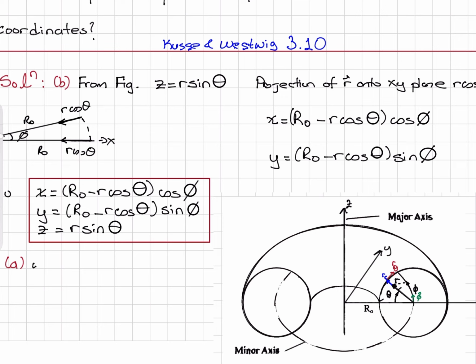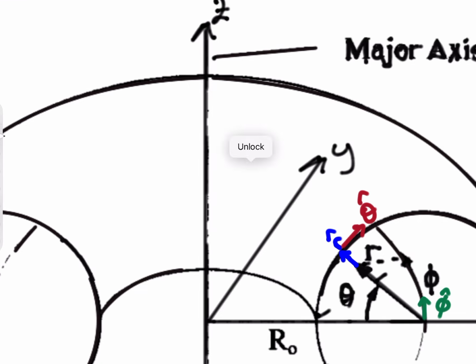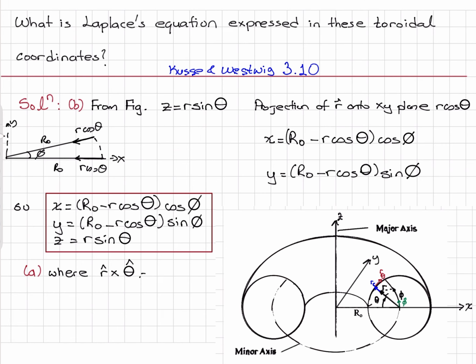So if I consider r hat cross product with theta hat, using the right hand rule, the four fingers of my right hand point along r hat, curl them towards theta hat, and the thumb points in the direction of phi hat. So r hat cross theta hat gives me phi hat.